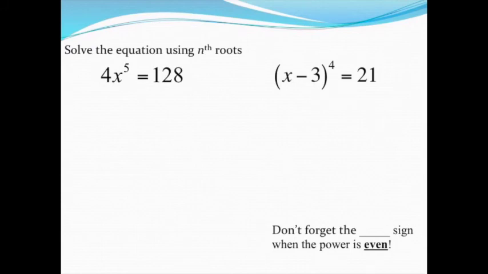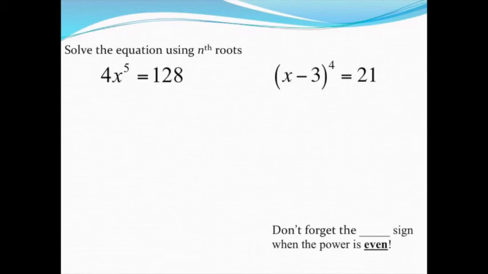When we're working with equations that have fourth, fifth, or any power, we can use roots to solve those. Just like we'd use a square root to solve an equation with x squared in it, we can use fourth or fifth roots to solve equations with fourth or fifth powers in them. So really, these will be no different than problems we've done in the past. We'll just be using a higher root in these problems.